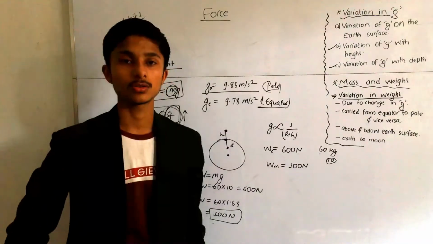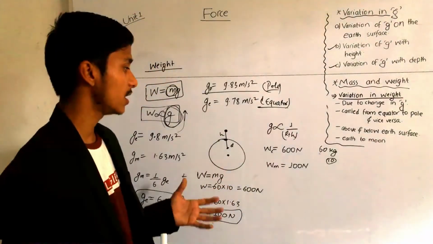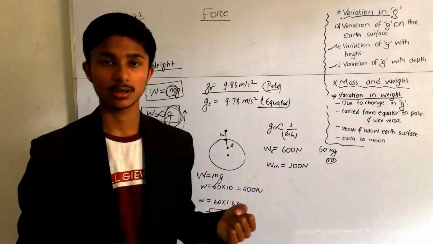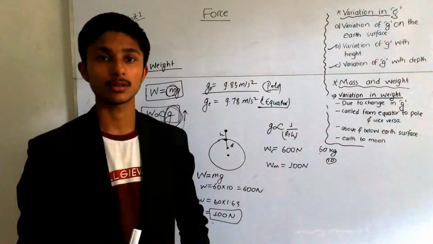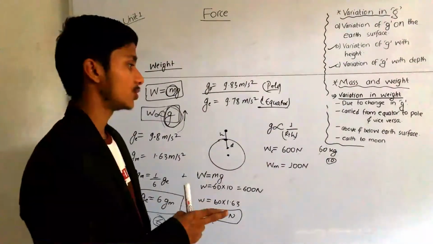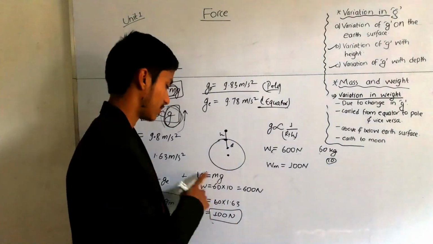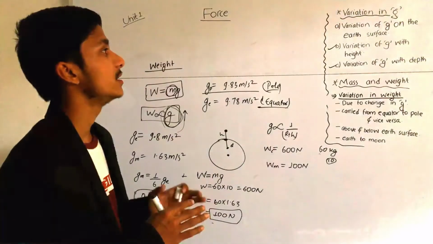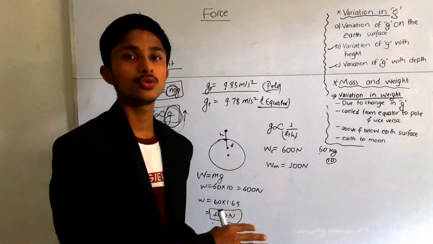And one more question: a person who lifts 10 kg on the Earth can lift much more, like 60 kg, on the Moon. That is also due to acceleration due to gravity. In this lecture we have discussed these two topics.